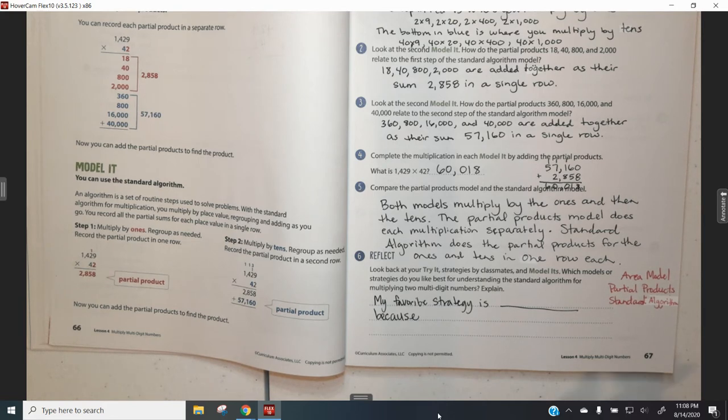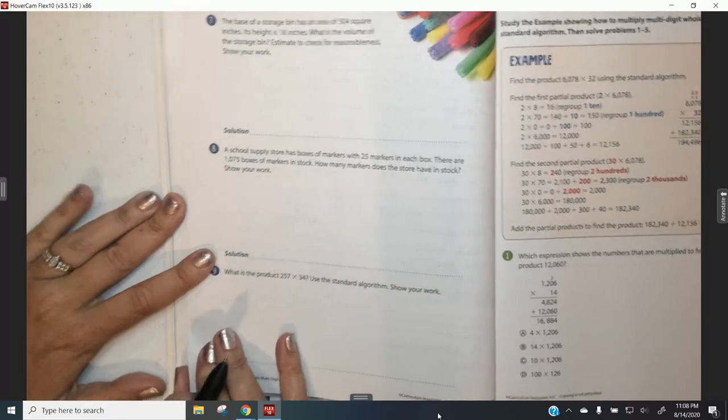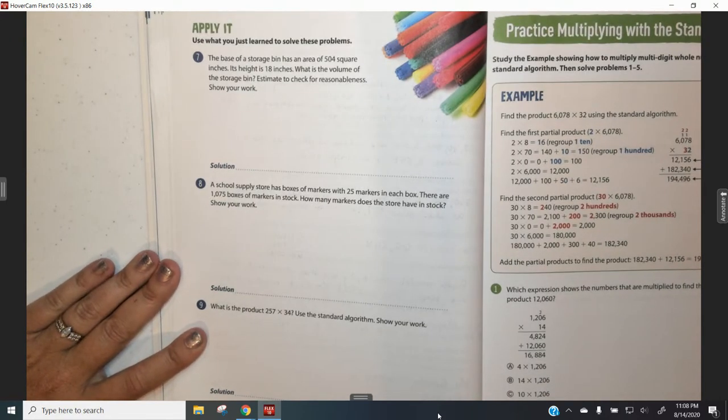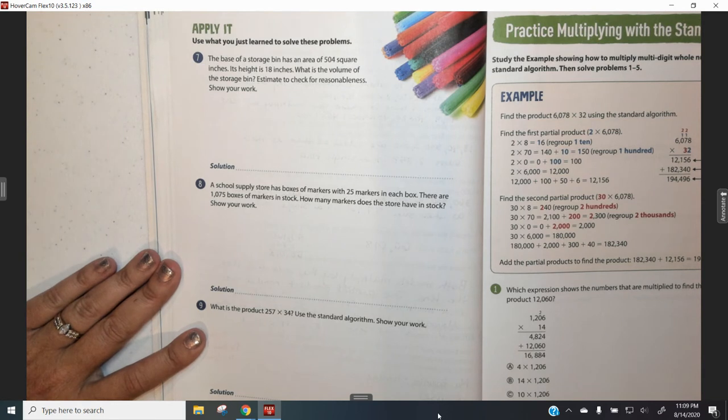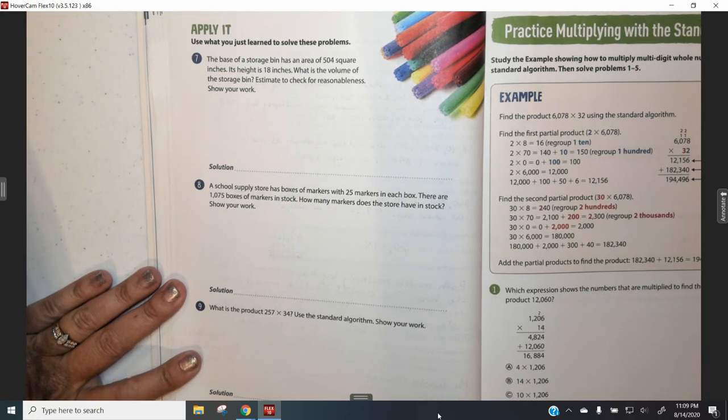All right, we're going to go ahead and turn to page 68. I would like to practice using the standard algorithm because so far we've only watched. So I'm going to do one with you, and then I'd like for you to do one by yourself, and then we'll do the last one. I'll do one with you, and then I'll have you do the next two, and then I will check.